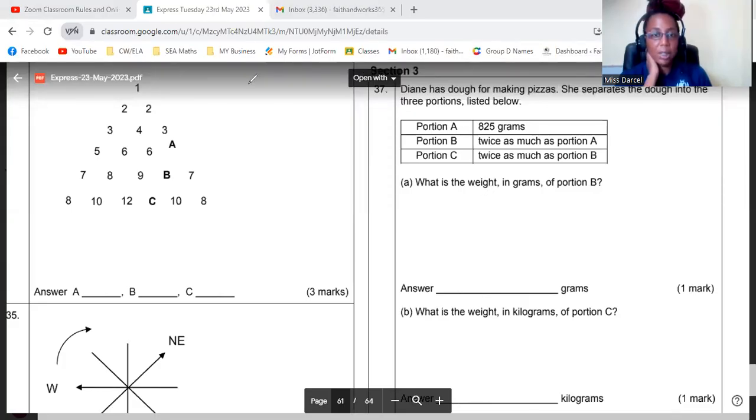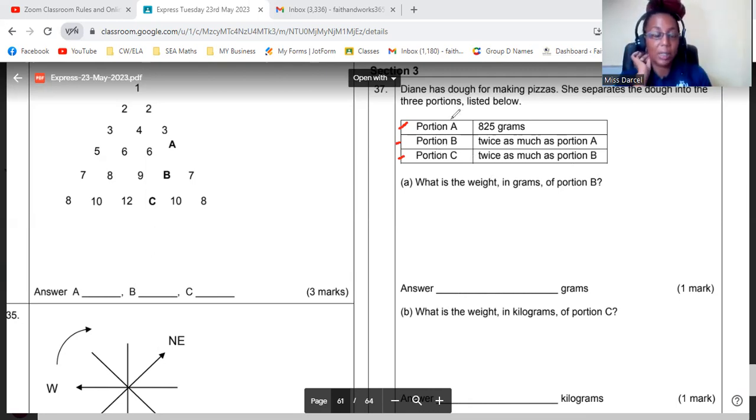All right. So here's the question. You can pause it now, try it on your own, and then you can listen to my explanation. All right. So Diane has dough for making pizzas. She separates the dough into 3 portions listed below: Portion A, B, and C. Portion A is 825 grams. Portion B is twice as much as portion A. Portion C is twice as much as portion B. What is the weight in grams of portion B?